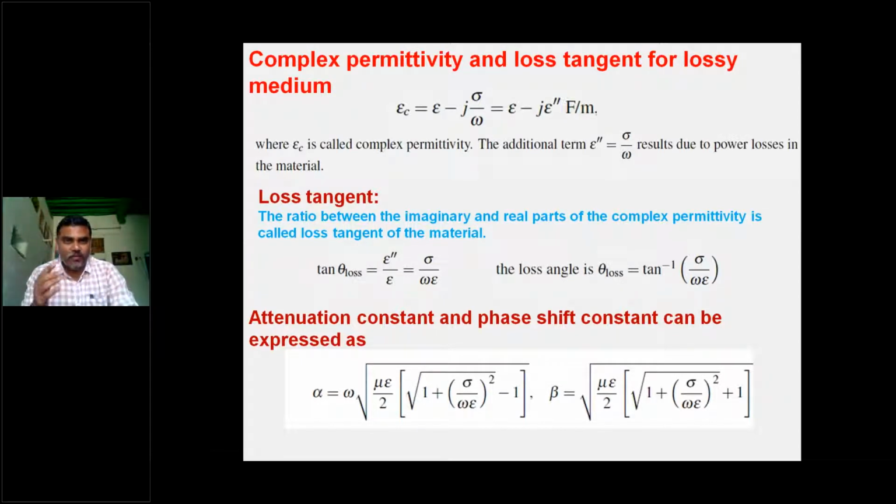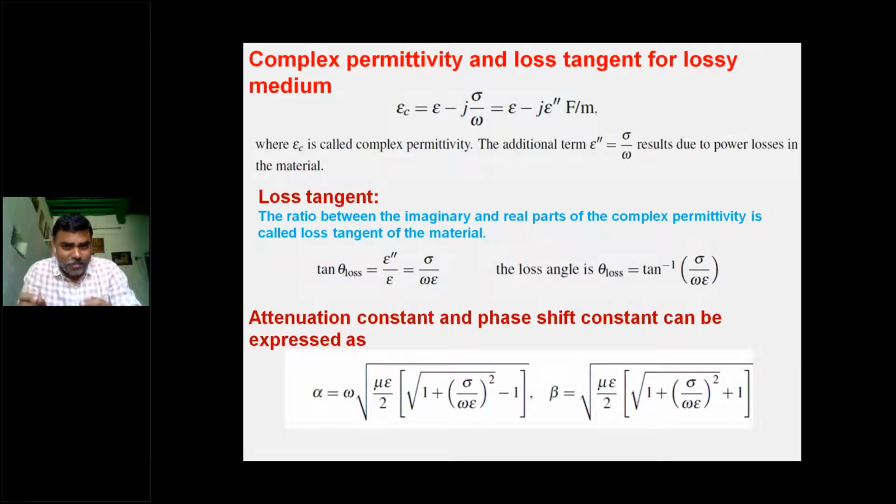And based on that only, we can represent the loss tangent, which is tan inverse. That means the angle theta is nothing but tan inverse of minus b by a. So using that formula, minus sigma by omega by epsilon. So we can call that sigma by omega epsilon the loss tangent of the material. Okay, so that is our loss tangent formula, tan inverse of sigma by omega epsilon.